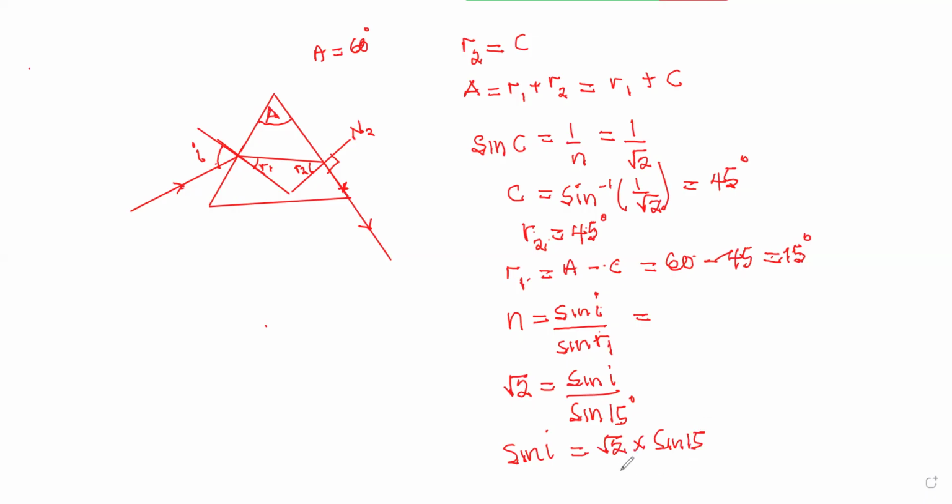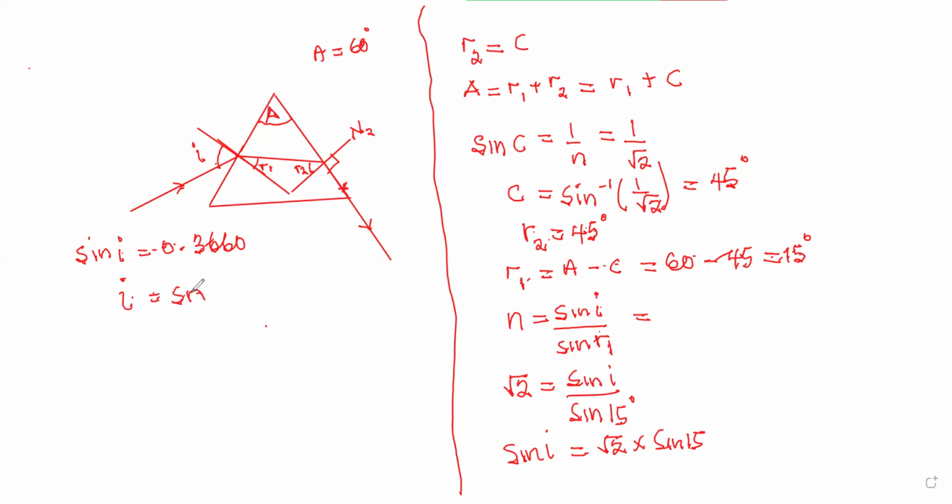Please help me get this product. Root 2 times sine of 15. It is 0.3660.